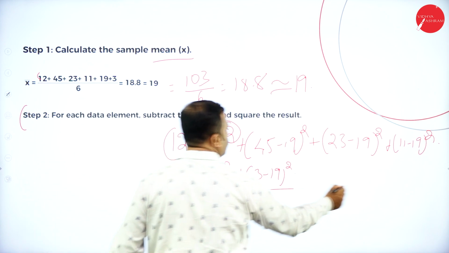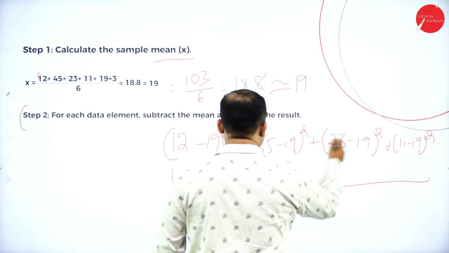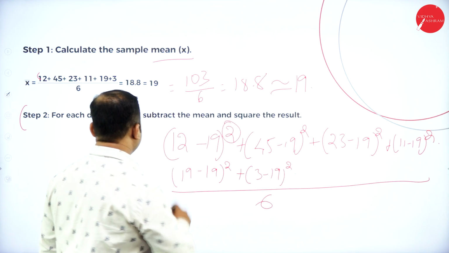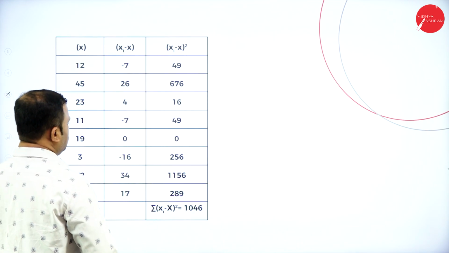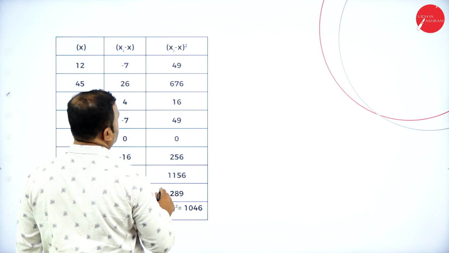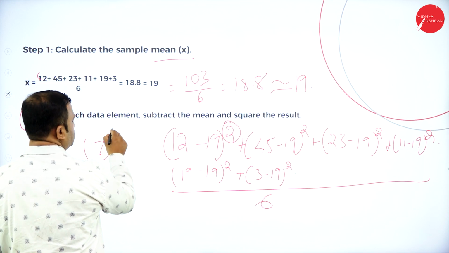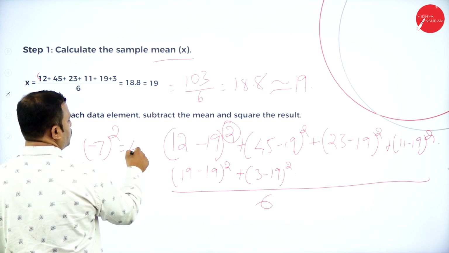that has to be divided by n. How many items are there here? 1, 2, 3, 4, 5, 6. That has to be divided by 6. You will get the value which is equal to that. See here, we have the term minus 7. That is 12 minus 19 is equal to minus 7. Minus 7 square is equal to 49.